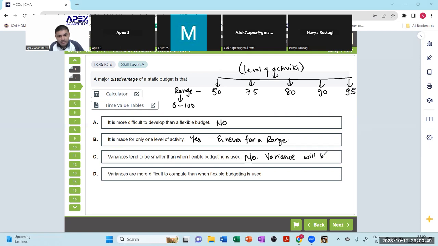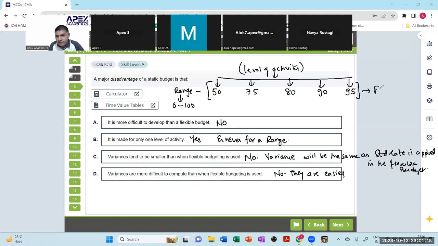Variances tend to be smaller when a flexible budget is used. No. Variances will be the same as standard rate is applied in the flexible budget. Variances are more difficult to compute. No, they are easier. They are easier to compute. So my dear students, what is this? This is flexible budget versus if I just say that 65 guests are going to come. What is 65? Static. What is this? This is flexible. Have you understood the concept? Yes or no? So your answer is obviously B.